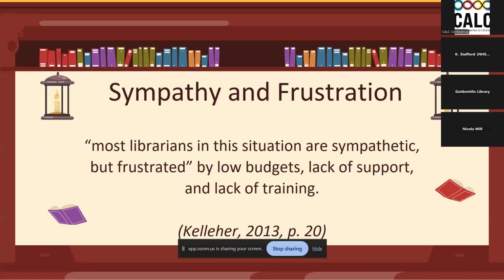What one researcher found, and I think this is something that might resonate with you guys, is that most librarians in this situation are sympathetic but frustrated by low budgets, lack of support, and lack of training. So these are the reasonable opinions, and I think there's a lot to be discussed there. But not all the opinions we come across are so reasonable. There's a couple of really famous essays, which I'm going to put up on the screen in a second, which take what I would describe as quite a harsh perspective.